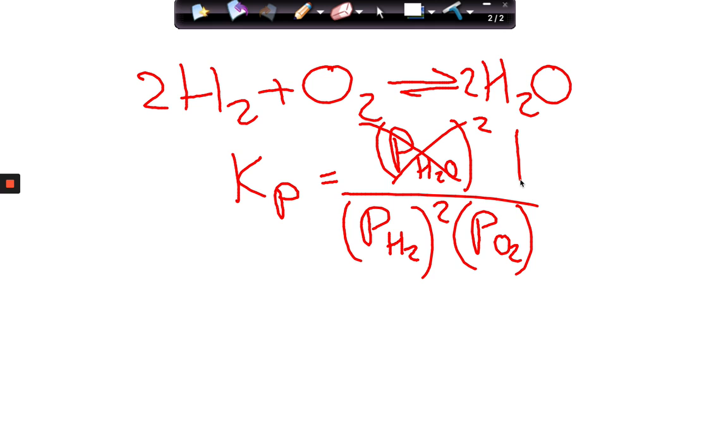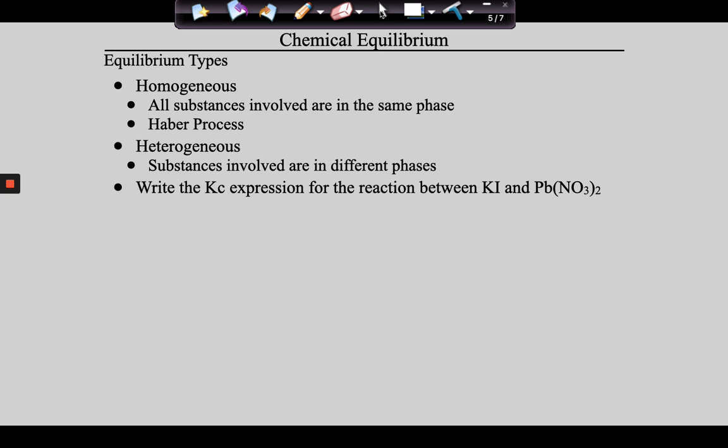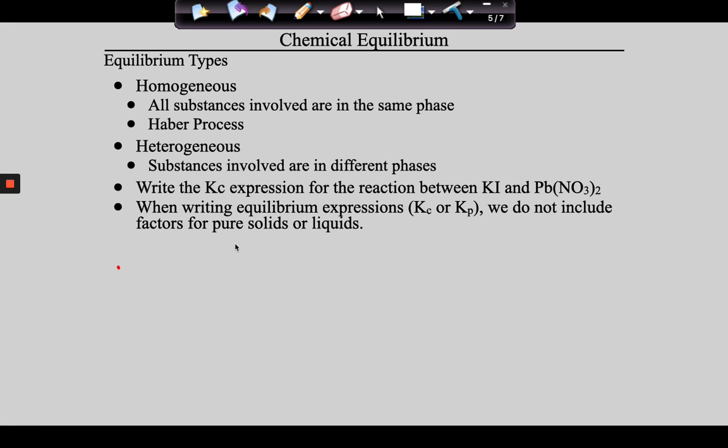So fundamentally, this is the summary of what we just talked about. When we write Kc expressions, we never include factors for pure solids or pure liquids. They don't have concentrations, they don't have partial pressures, and as a result, they don't get included in the Kc expressions or the Kp. They never get included.